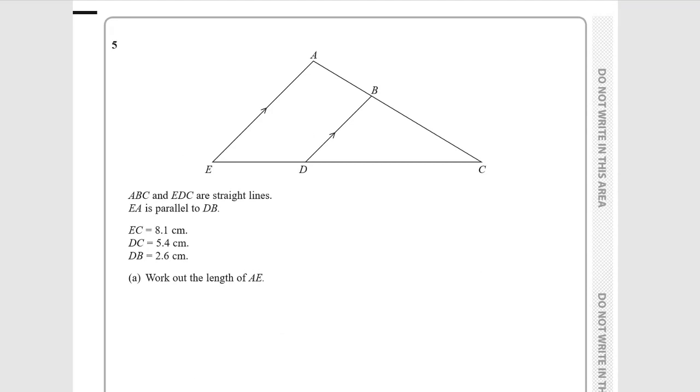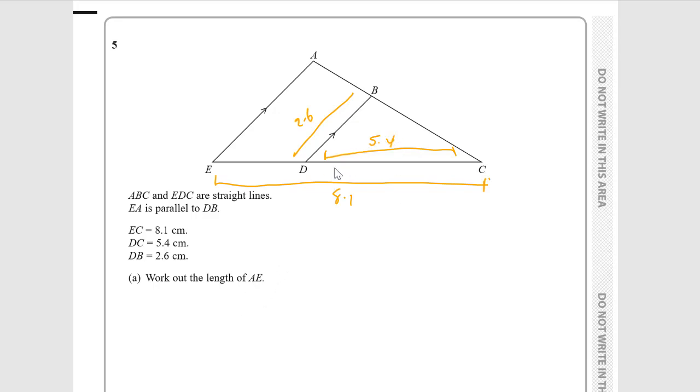Question 5. So work out the length of AE. So we have AE here. We know EC. So this whole thing here is 8.1. DC, excuse the badly drawn lines, is 5.4, and then DB is 2.6, and they're all in centimeters. Work out AE.